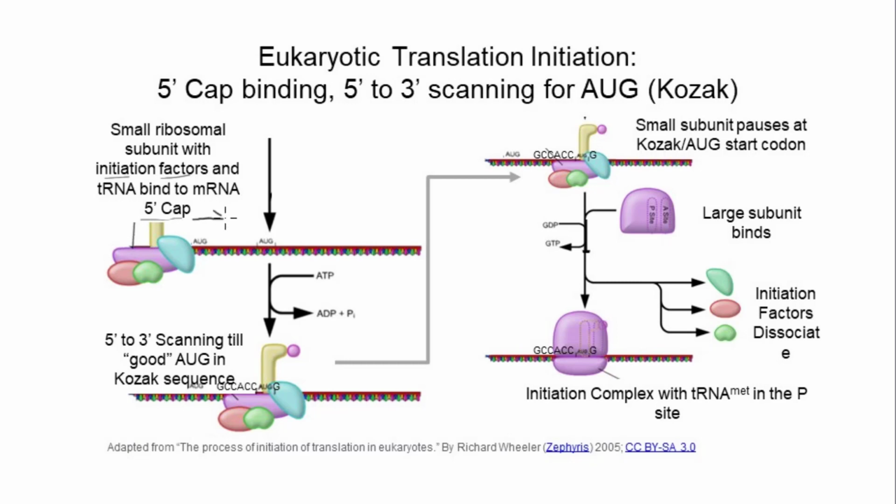Next, we see translocation of this complex down the mRNA toward the 3' end until the start codon is reached. This is referred to as 5' to 3' scanning. Now, AUG is used as the start codon, but it's not the only sequence that's important for this start site recognition, and that makes sense.